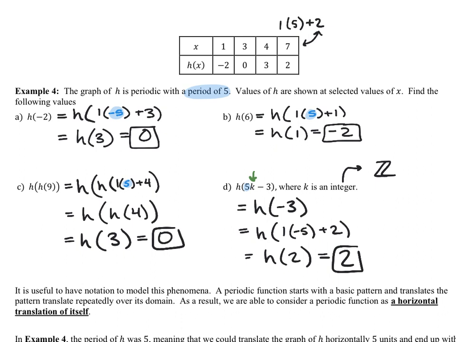Yes? How did you go from 4 to 3 on letter C? How did I go from 4 to 3? Oh, great question. Okay, so h of 4 is in my table. So h of 4 is 3, so I can replace all of h of 4 with the number 3. It's like a normal, like, that would have been our answer in another problem. We just had to do more on that problem.